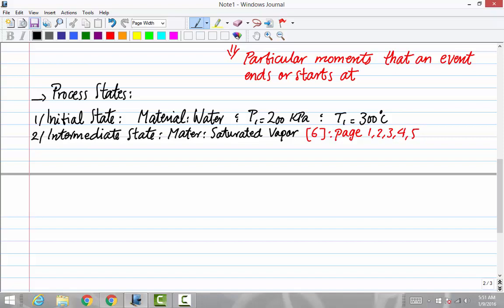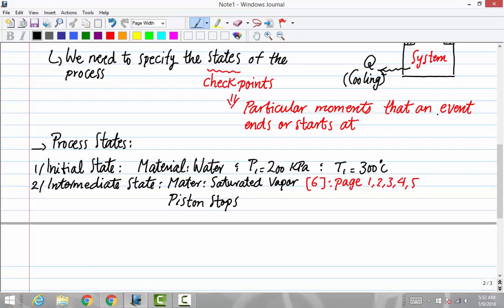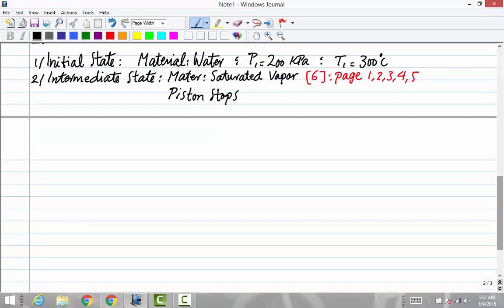So the piston, and it says so exists as saturated vapor, and the piston rests on the stops. So from now on, the piston is not going to move anymore. It's stopped. So at this moment, stops. Remember, I told you here, I defined it. Particular moments that an event ends or starts at. And the third state is final state.